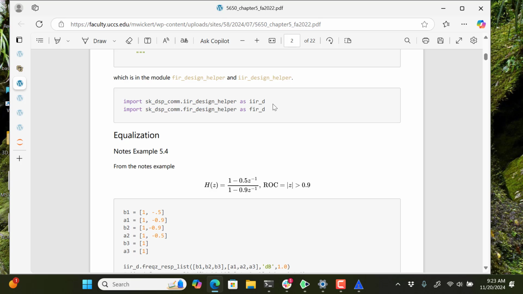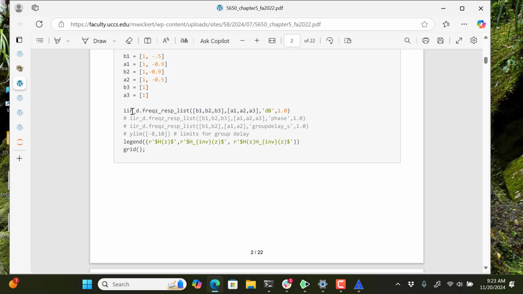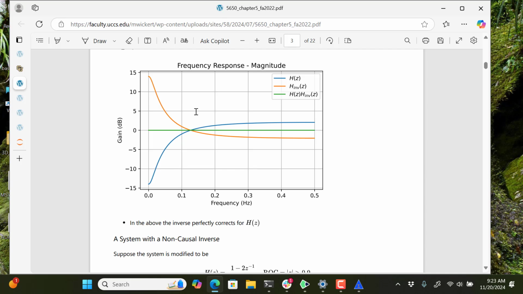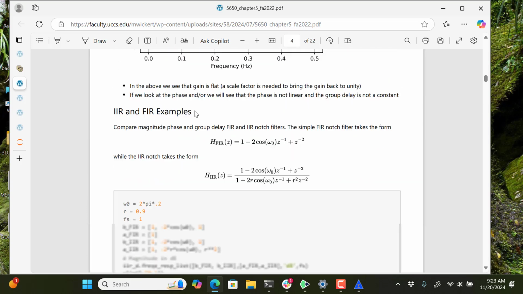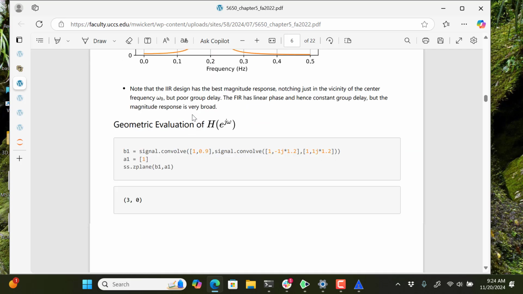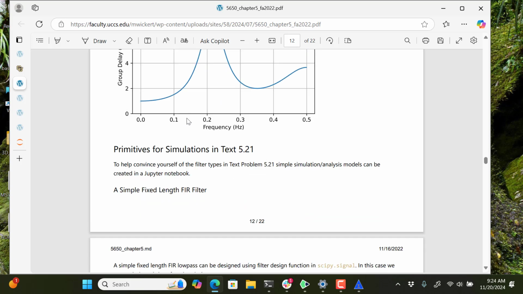So IIR Design Helper and FIR Design Helper both have this function in them that allows you to overlay multiple filters. So if I have multiple B arrays and A arrays, I can put them in a list in Python, which is just the square bracket, and then it will plot all the filters on top of each other just like that. You don't have to do that much work at all. It'll just plot it out for you. So that's magnitude. And then you can do phase and group delay just by changing it. So I did that here in this all pass example, which is way down the page now.